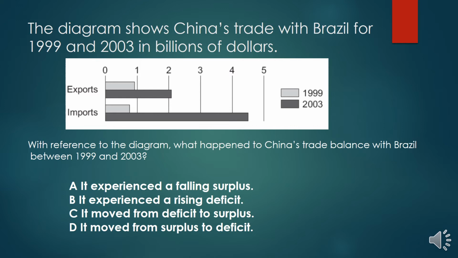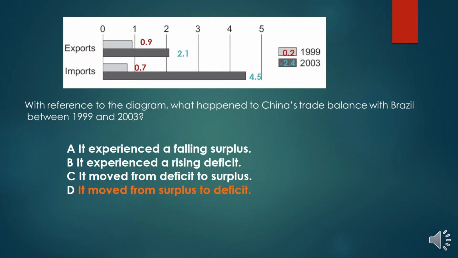Okay, let's check. Actually, there they gave the table. I just gave the values. You can see 0.9, 2.1, 0.7 and 4.5. With reference to the diagram, what happened to China's trade balance? They are asking about the trade balance. That means the exports and imports of goods and services with Brazil. So, experienced a falling surplus? Actually, trade balance surplus falling.